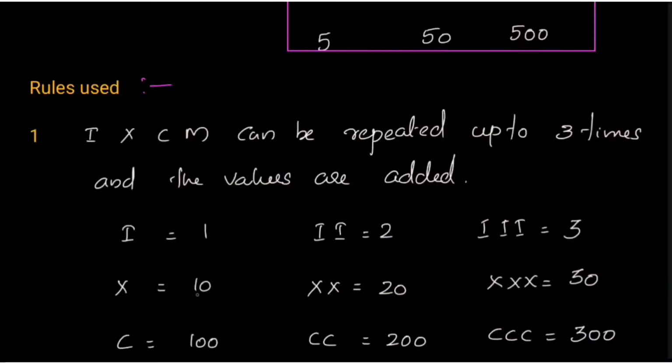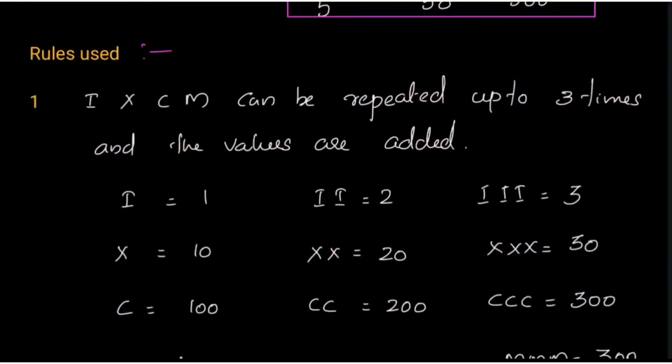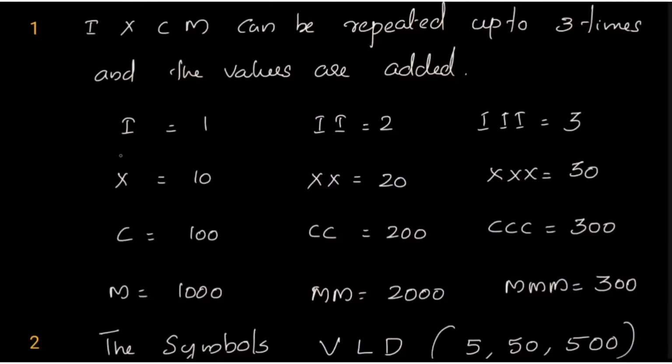Next, X represents 10. As we know, in front of your classroom, X is written for 10th standard. Then XX stands for 10 plus 10, equal to 20. XXX means 10 plus 10 plus 10, that is 30. In the case of C, IXCM is 1, 10, 100. C is 100. Then CC is 100 plus 100, 200. CCC means 100 plus 100 plus 100, that is 300.